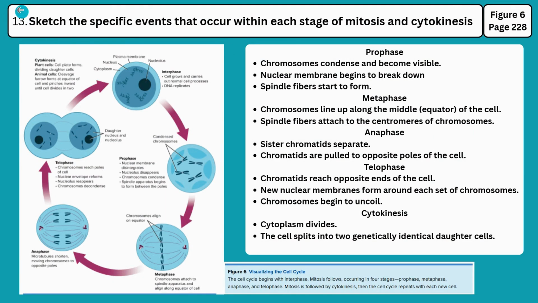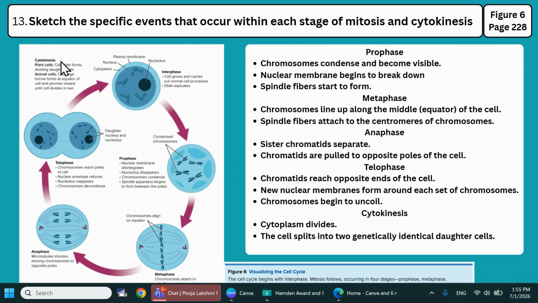Now we come to question number 13. It is again talking about mitosis and cytokinesis. So, what are the events occurring within each stage of mitosis? We know that mitosis is divided into different stages. You have PMAT, I told you: prophase, metaphase, anaphase, and telophase. These are the stages of mitosis. So you should know what is happening in each stage. This is figure 6 on page number 228. If you can't see, watch it clearly here. You can go to your book and have a look at page number 228.